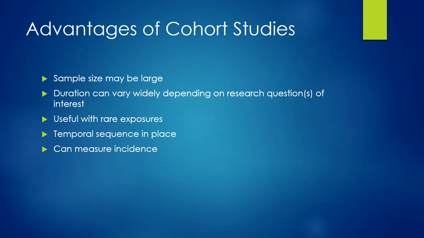So the way that we do that is in a cohort study, we start with people who didn't have the outcome, so we can be confident that the exposure came first. And we can also measure incidence, again, because we're starting with people who are all free of disease. We're measuring incidence over time.